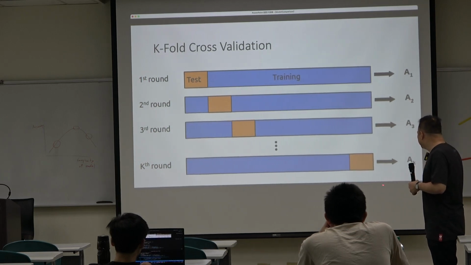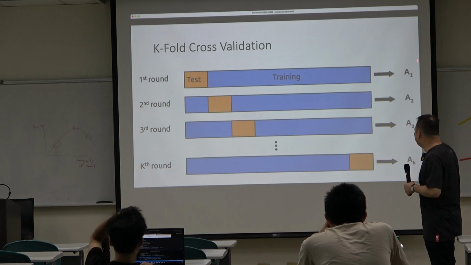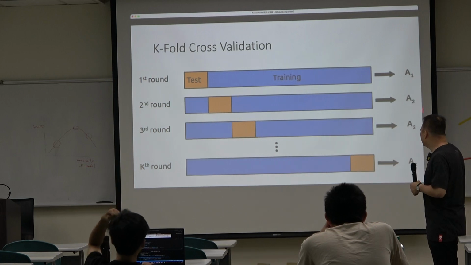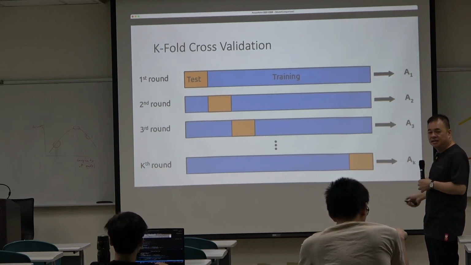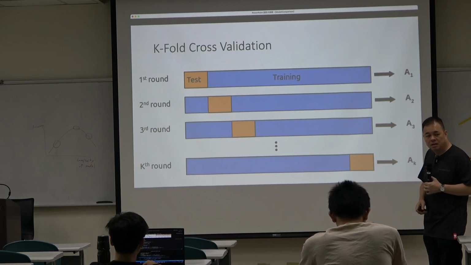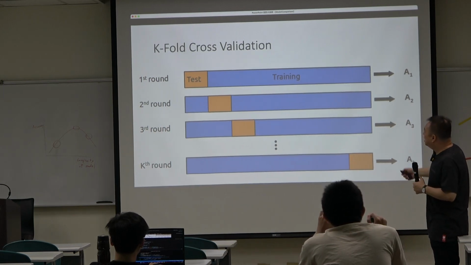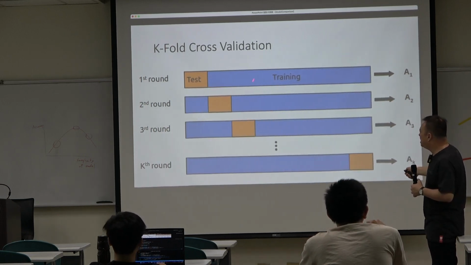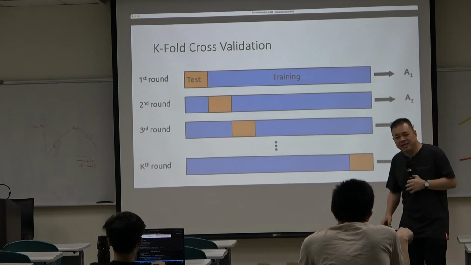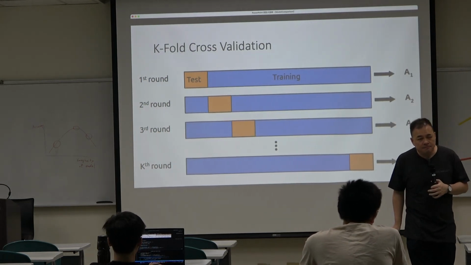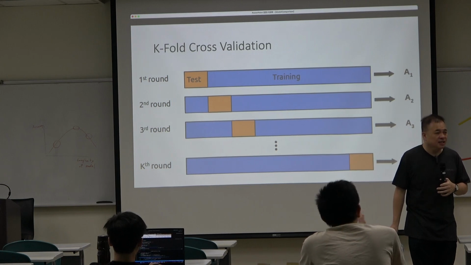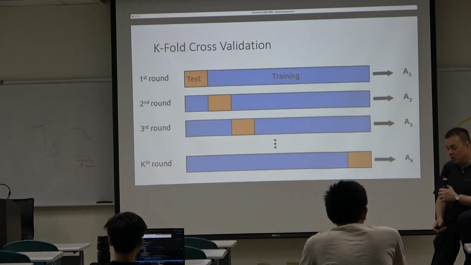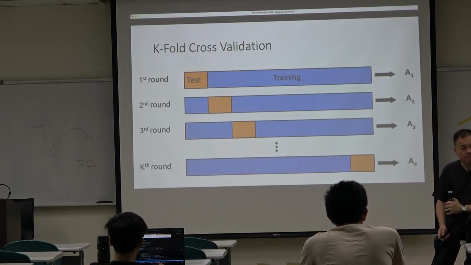Then your accuracy will be approximated by the average of these k AKs. So this is called k-fold cross validation, where this k represents how many subsets you divide the data into. If you divide the data into 10 subsets, then you need 10 rounds. That's called 10-fold cross validation.